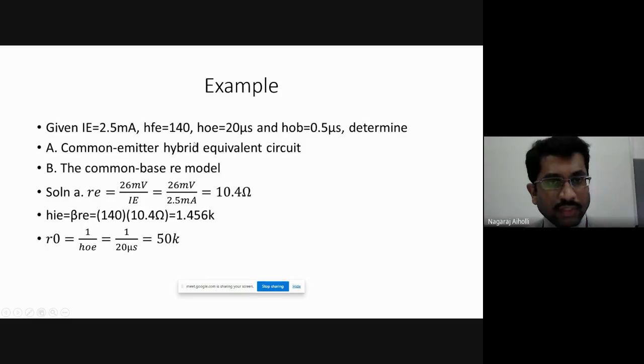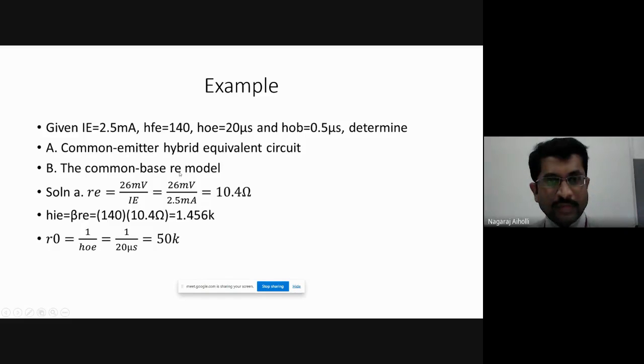Instead of giving it as microsiemen, they may give it as micromho. Mho or siemen is the unit of admittance. Either they may give microsiemen or micromho; all are one and the same. Using these given values, they are asking to find the common emitter hybrid equivalent circuit and the common base re model.